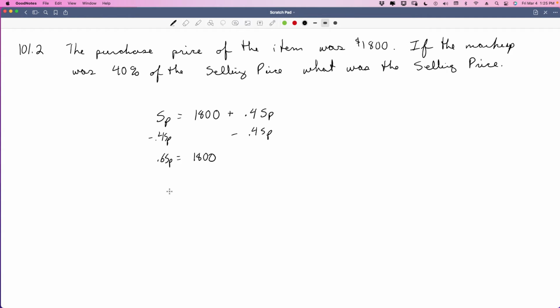So now we can do some division here. We divide both sides by 0.6, and we find that the selling price was equal to $3,000. Okay. All right, let's try another one.